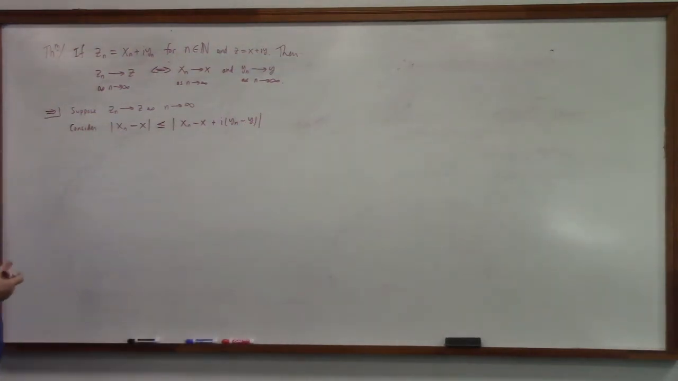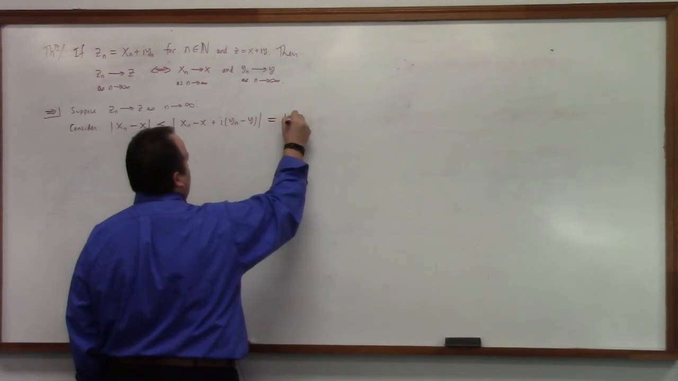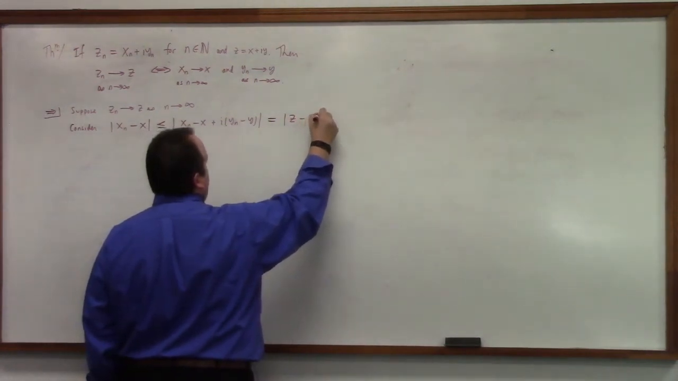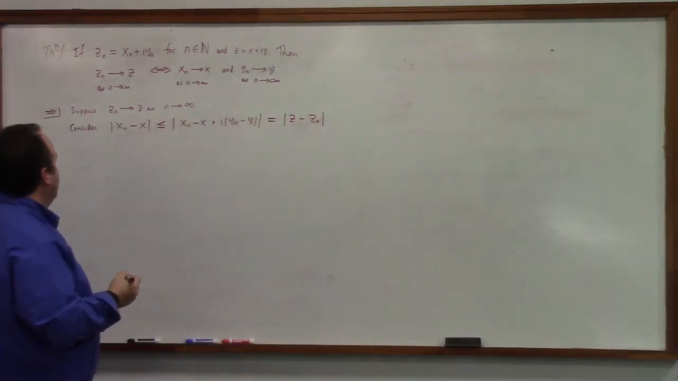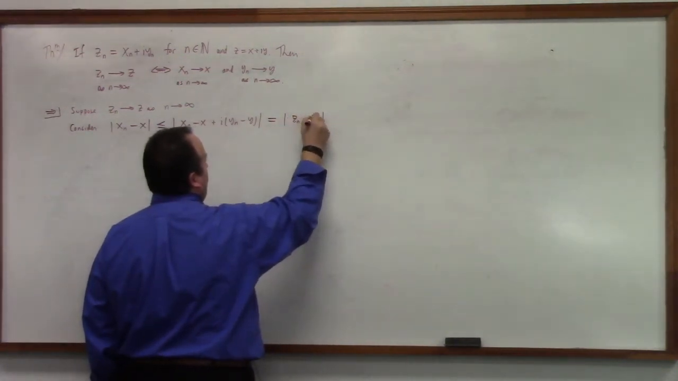See, this is just a basic property of complex numbers, right? If I take a real number and then add an imaginary piece to it, it is longer as a complex number than the original real number. This should be geometrically obvious. Anyway, what is that? Well, this is straight up the modulus of zn minus z, right?